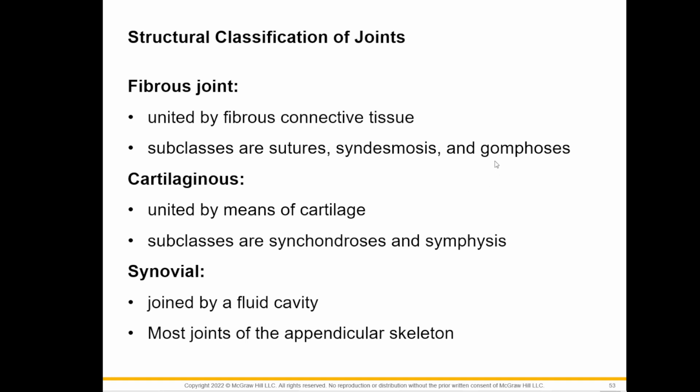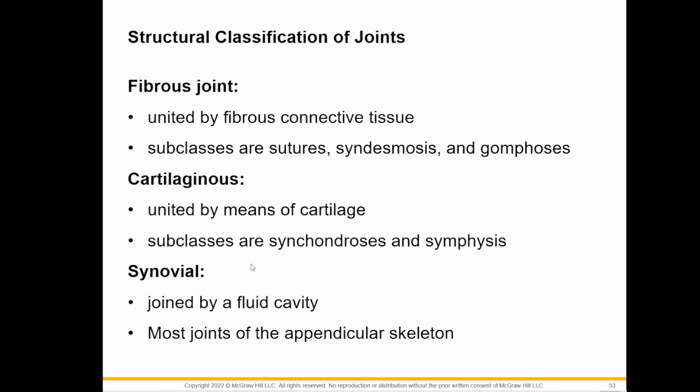Examples include your gomphoses. I think this will be discussed in the laboratory. And your syndesmosis. Another type of joint are cartilaginous joints. They are connected by cartilage, thus the name cartilaginous. You will find this in the symphysis. Remember your pubic symphysis. And your synchondrosis. This will be discussed in the laboratory.